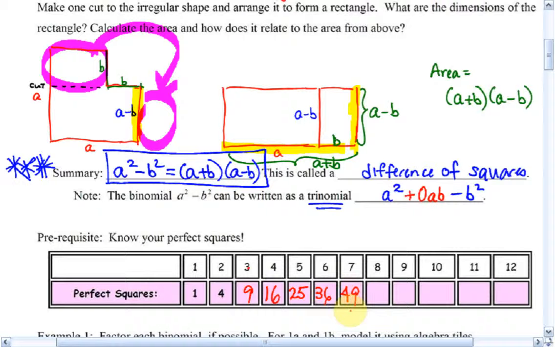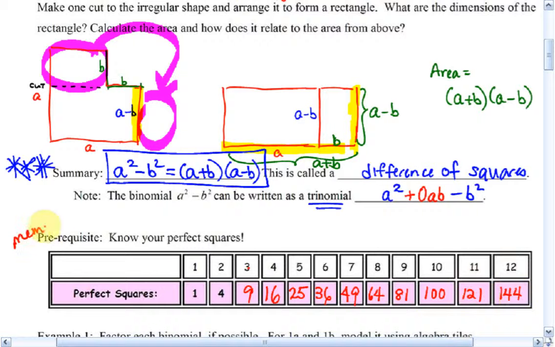8. Lawrence, help me with 8. 64. Cool. Okay. Yelena, you want to do number 9 for me? 9 squared is? 81. Thank you. Ramonica, how about 10? 100. Sweet. Stella, give me 11. 121. And all of us together, give me 12. 144.